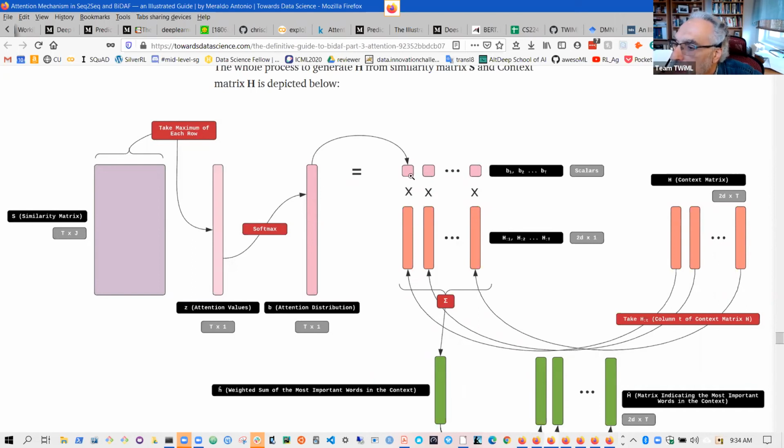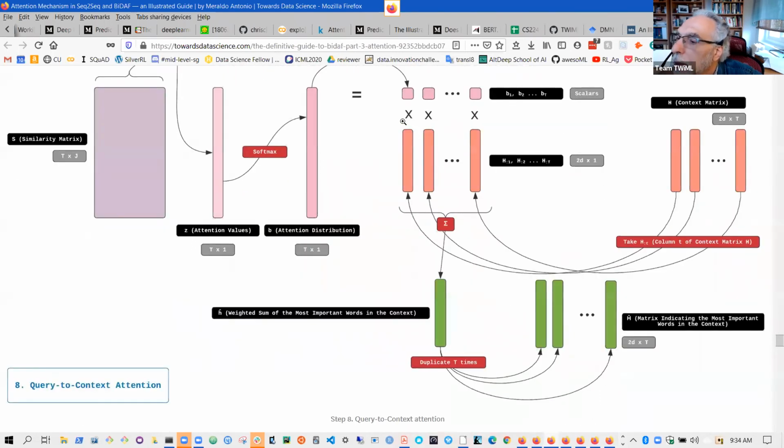And then we multiply this vector h, which is the context vector. So this is the context, I guess. The embeddings of each of the context words, because the dimensionality is T. So each context word gets multiplied by the corresponding attention and then gets added together. That's what this green vector is. So this is what we call the c_i, I believe.